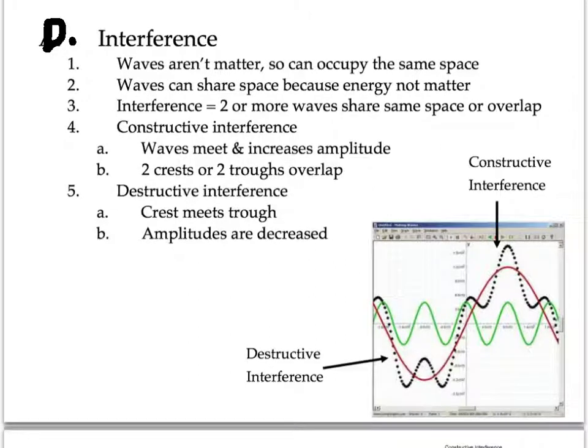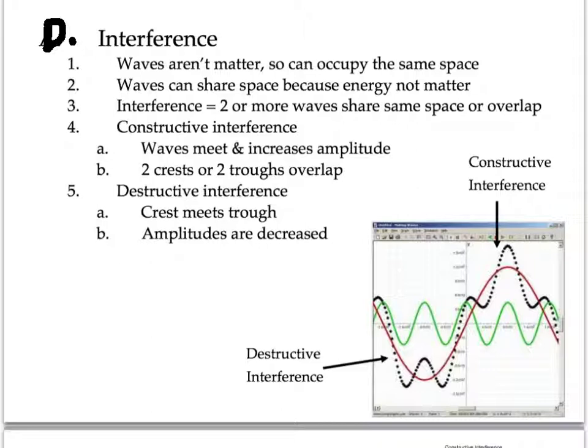This leads us to interference. What interference shows us is that waves, because they are not matter, can occupy the same space. So the waves can share space because they are energy and not matter. Okay, so what's the definition of interference? Definition of interference is when two or more waves share the same space or overlap.